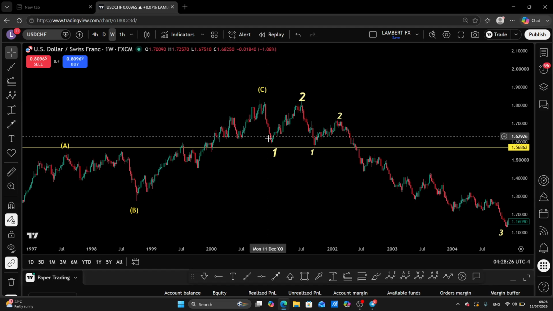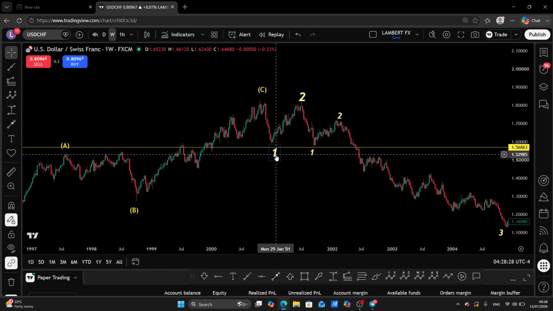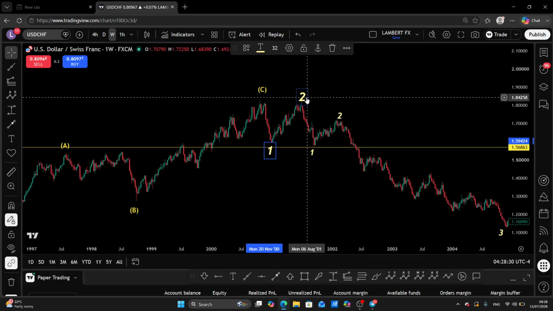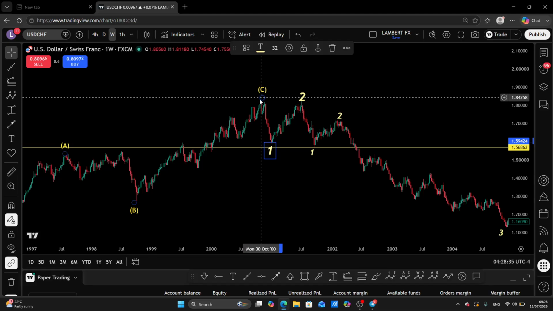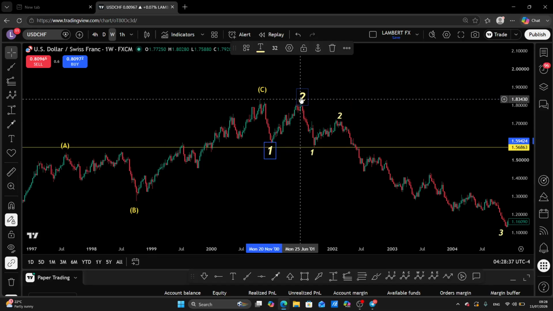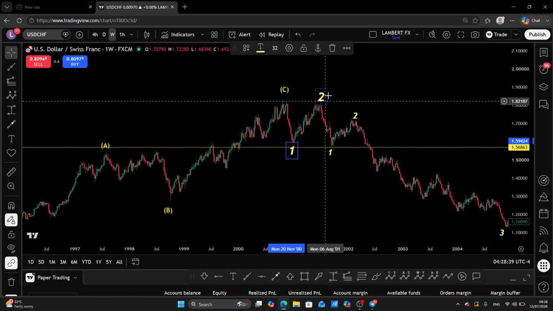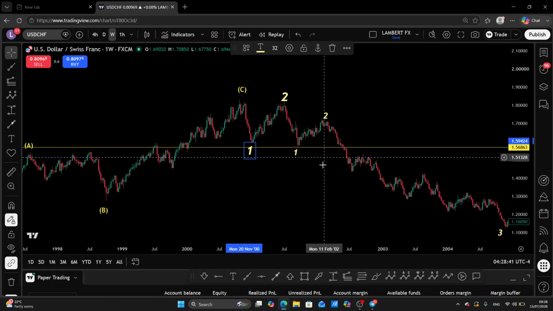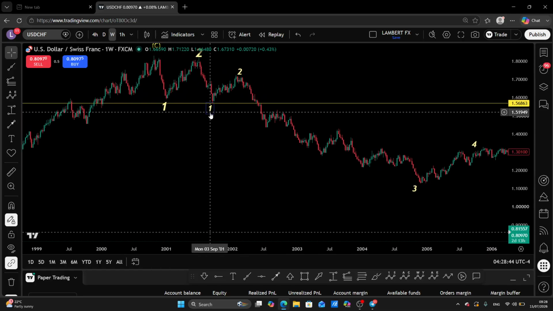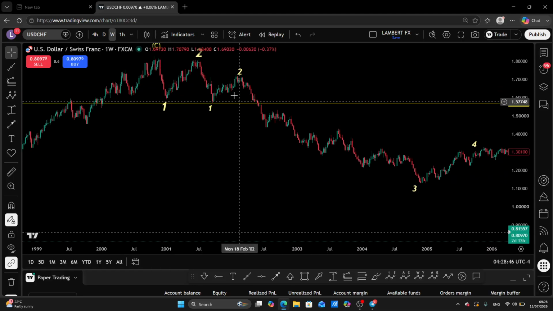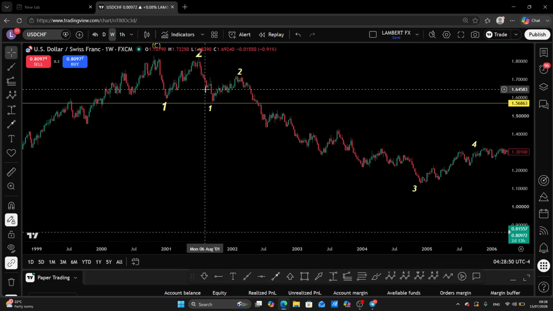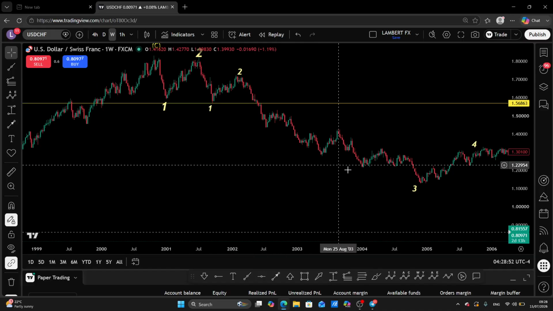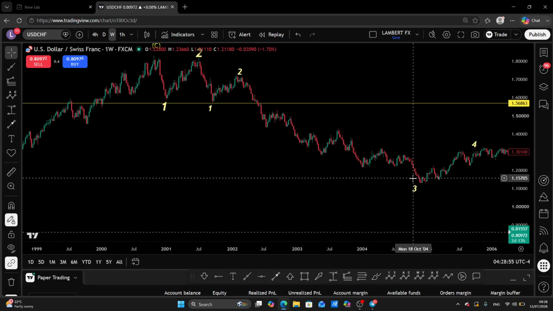So I have the first thrust to the downside, which I've labeled as my 1, and then a pullback for 2, and as you can see, my 2 did not trade above the origin of this 1. Okay, so this is my 1 and 2. So after this 2, I need a sub leg 1, 2, 3, 4, 5. Okay, and I've got 1, 2, 3. So this 1 leg here is a 5 leg down. This 3 leg here is also a 5 leg down.